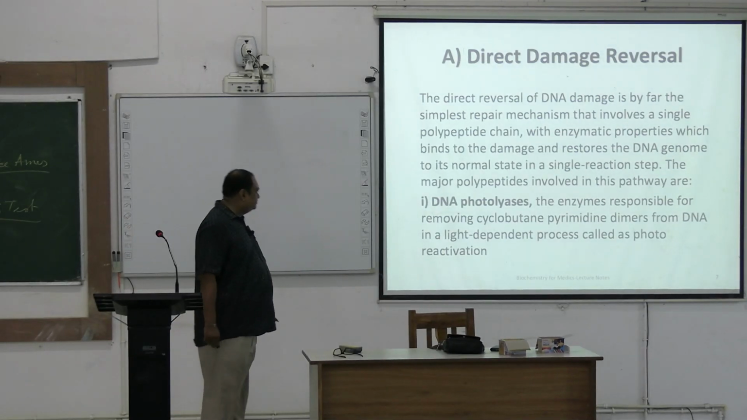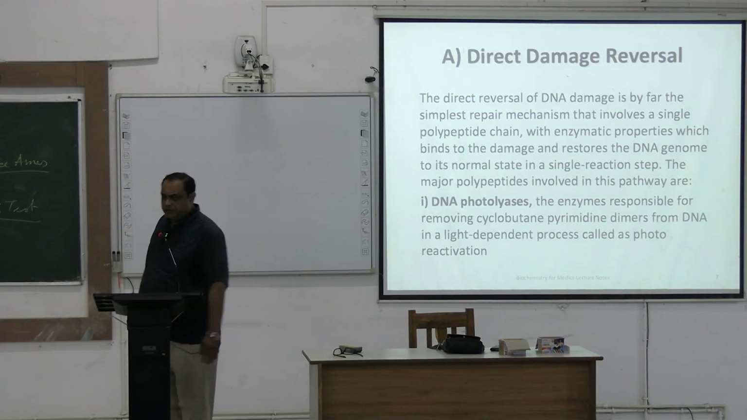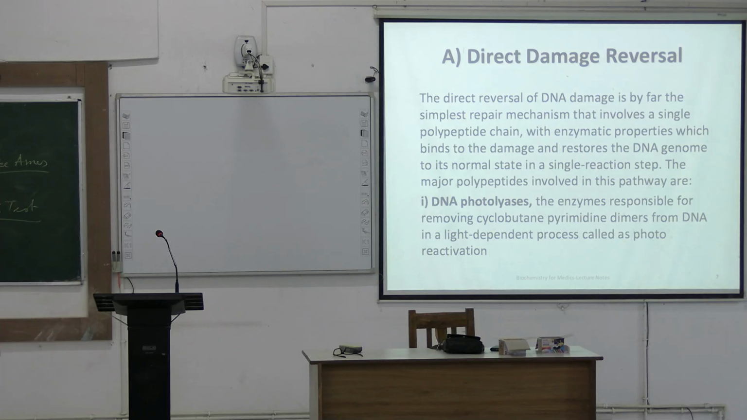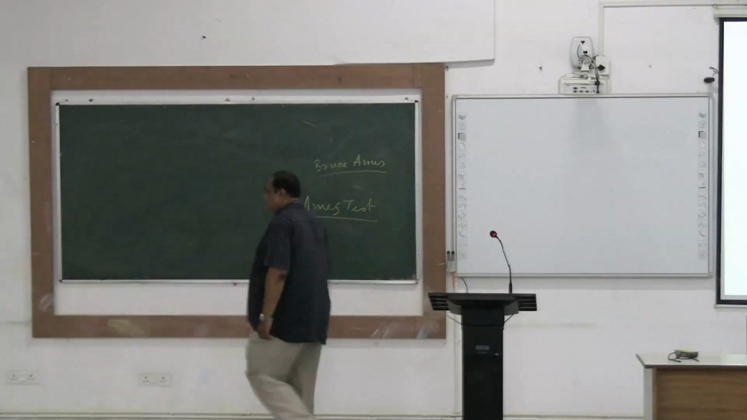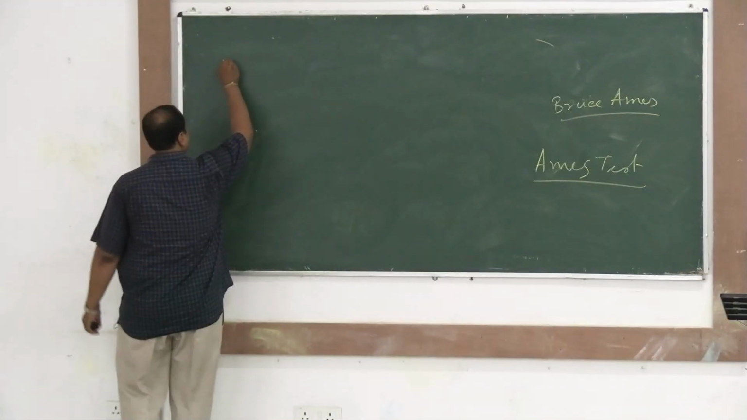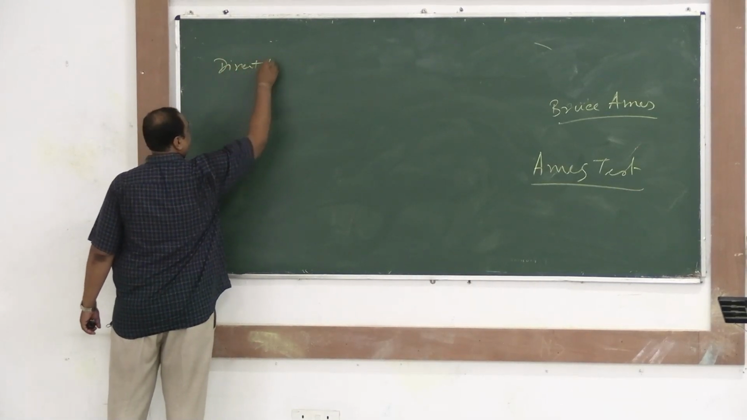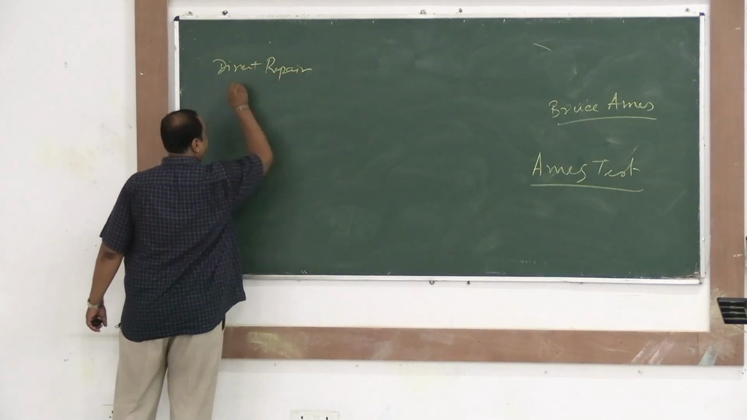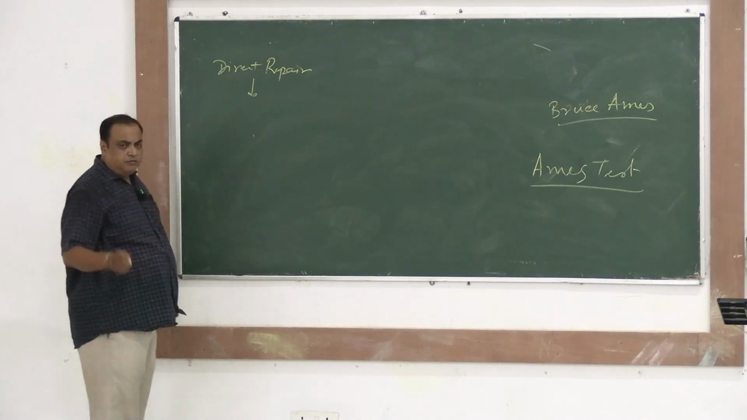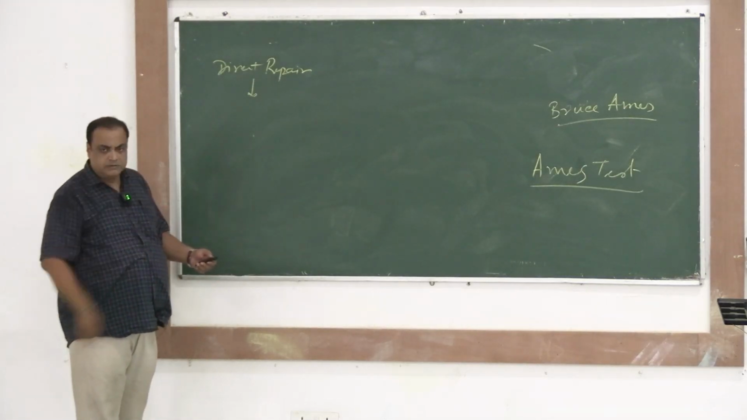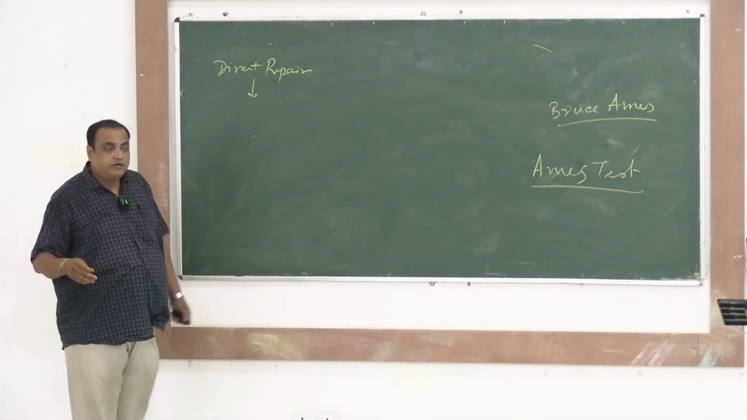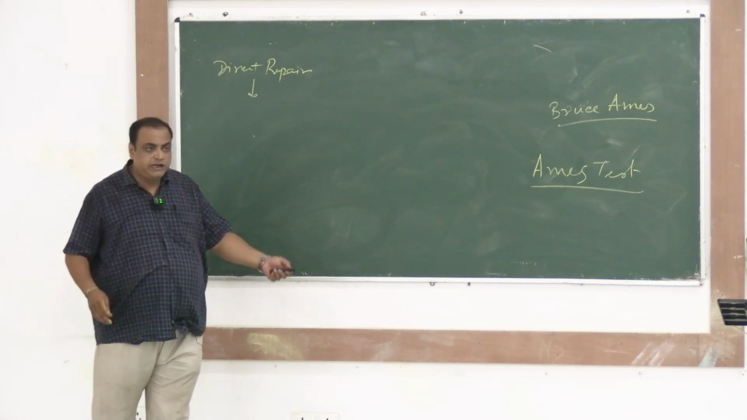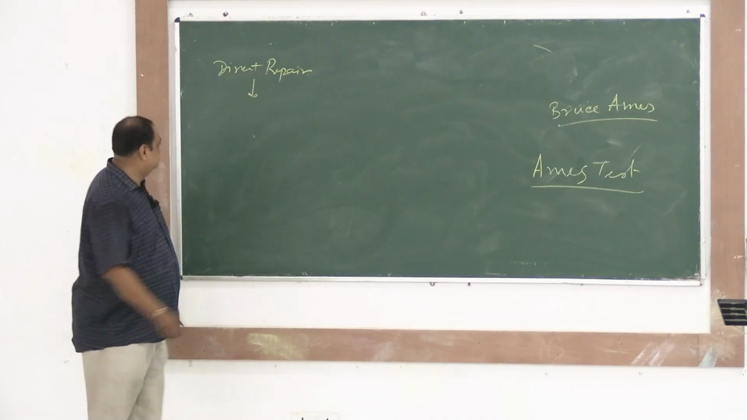What is a direct repair? Give the heading direct repair. Then write like this, in a flowchart. This is the only way to remember so many things in one paper. What is the major enzyme here? DNA photolyase.